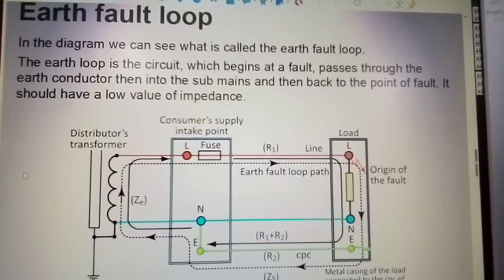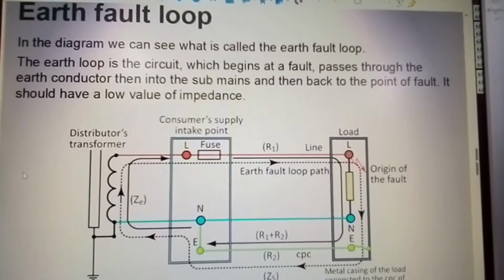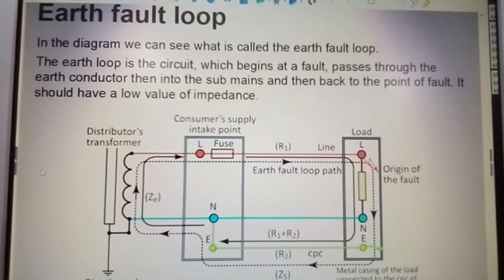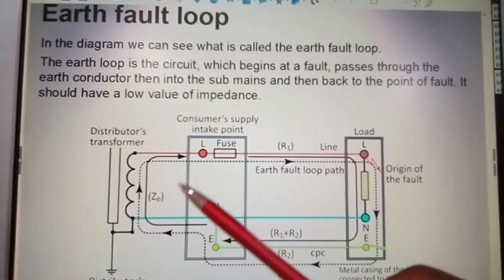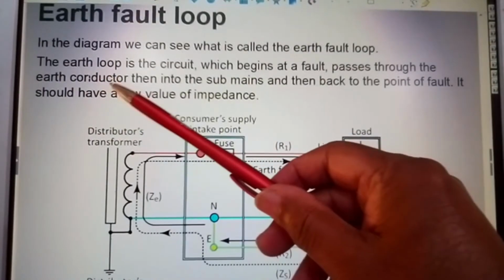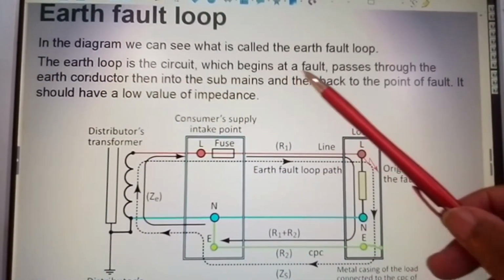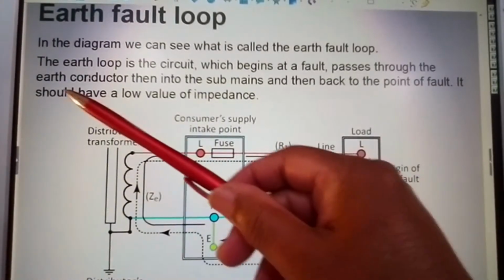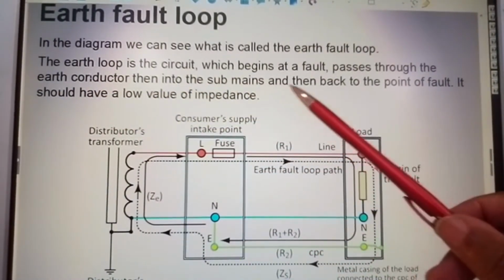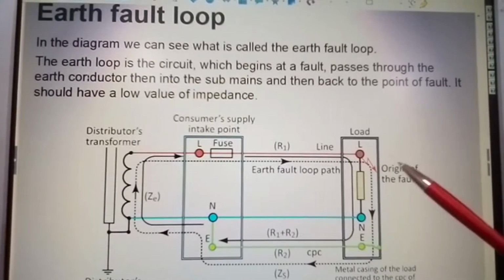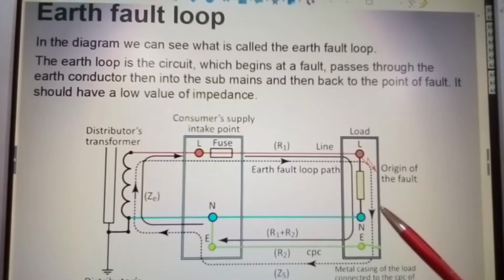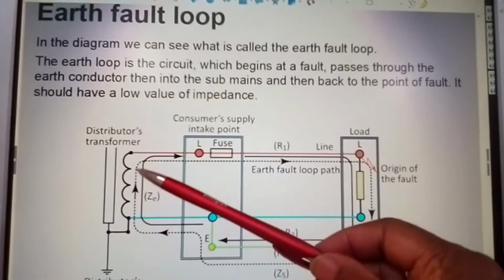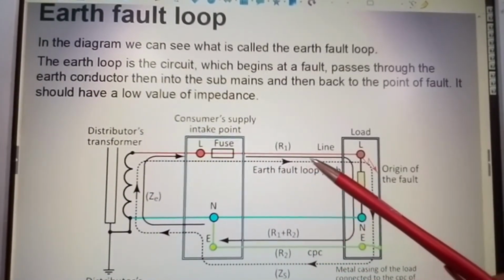Now the earth fault loop. In the diagram, we can see what is called the earth fault loop. The earth loop is the circuit which begins at a fault, passes through the earth conductor and into the sub mains, and then back to the point of fault. So what you're saying here is that an earth fault has occurred here. We know of the fault. It's going down through our system and earth fault loop, and it's coming back to the point where it originated from.